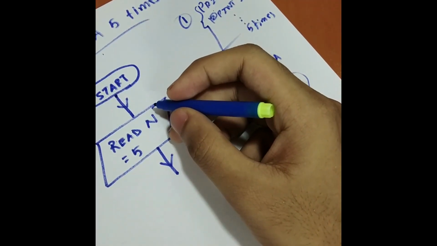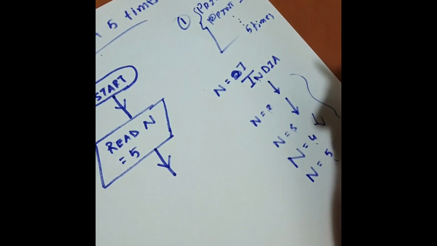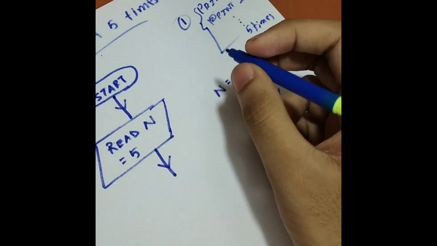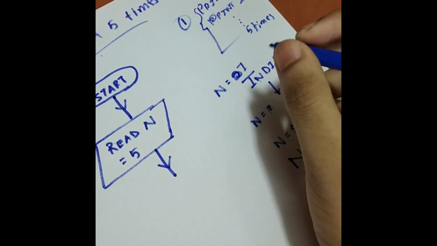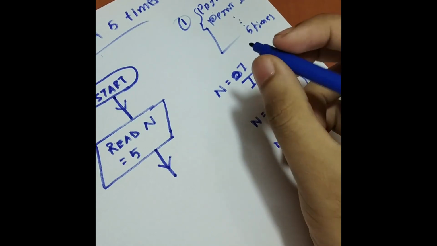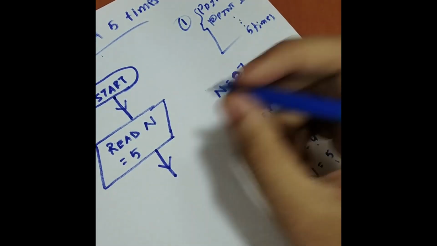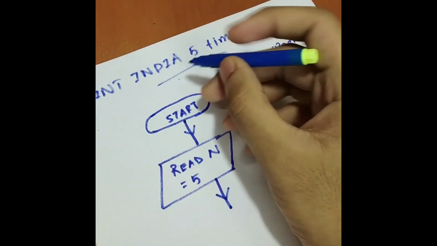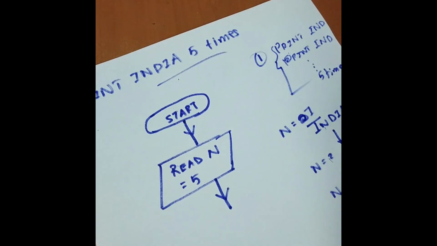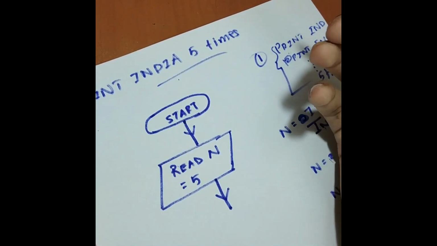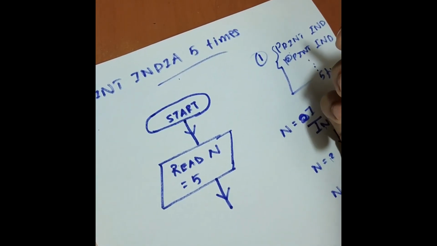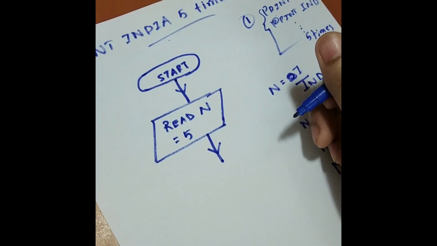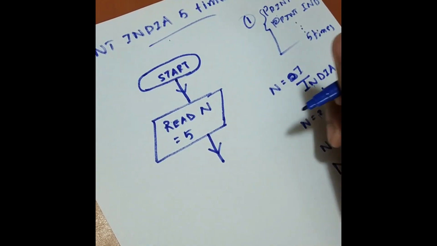Let me say n is a number, and n is a constant actually. N is the maximum number of times India should be printed. Like I have to print India 5 times, so the maximum number of India that can be printed by the computer is obviously 5. So what do we have to do?